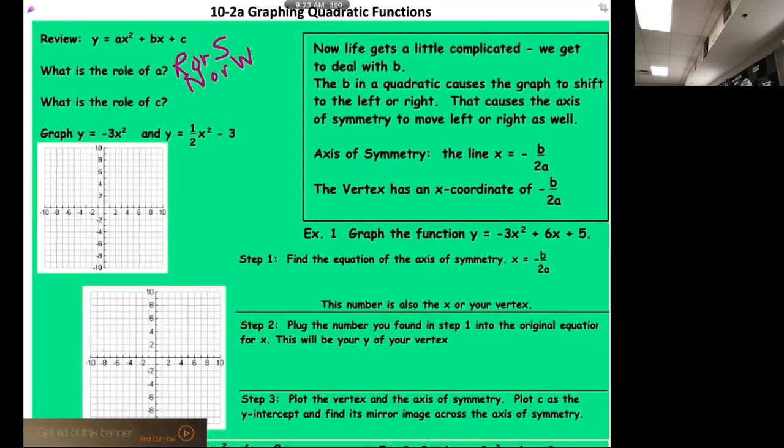What is the role of the C? Okay, so we call it the vertical translation. Does that make sense? Vertical.